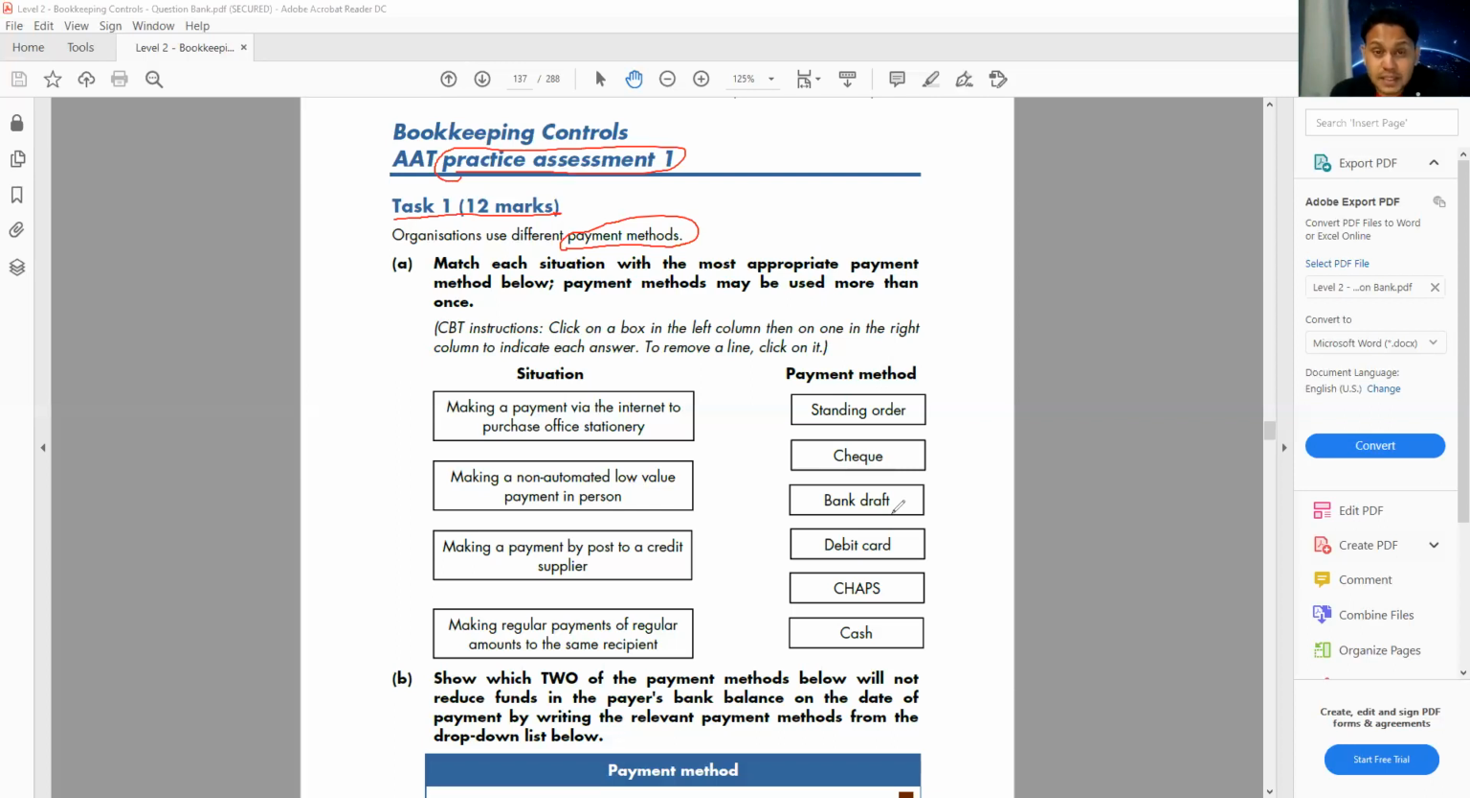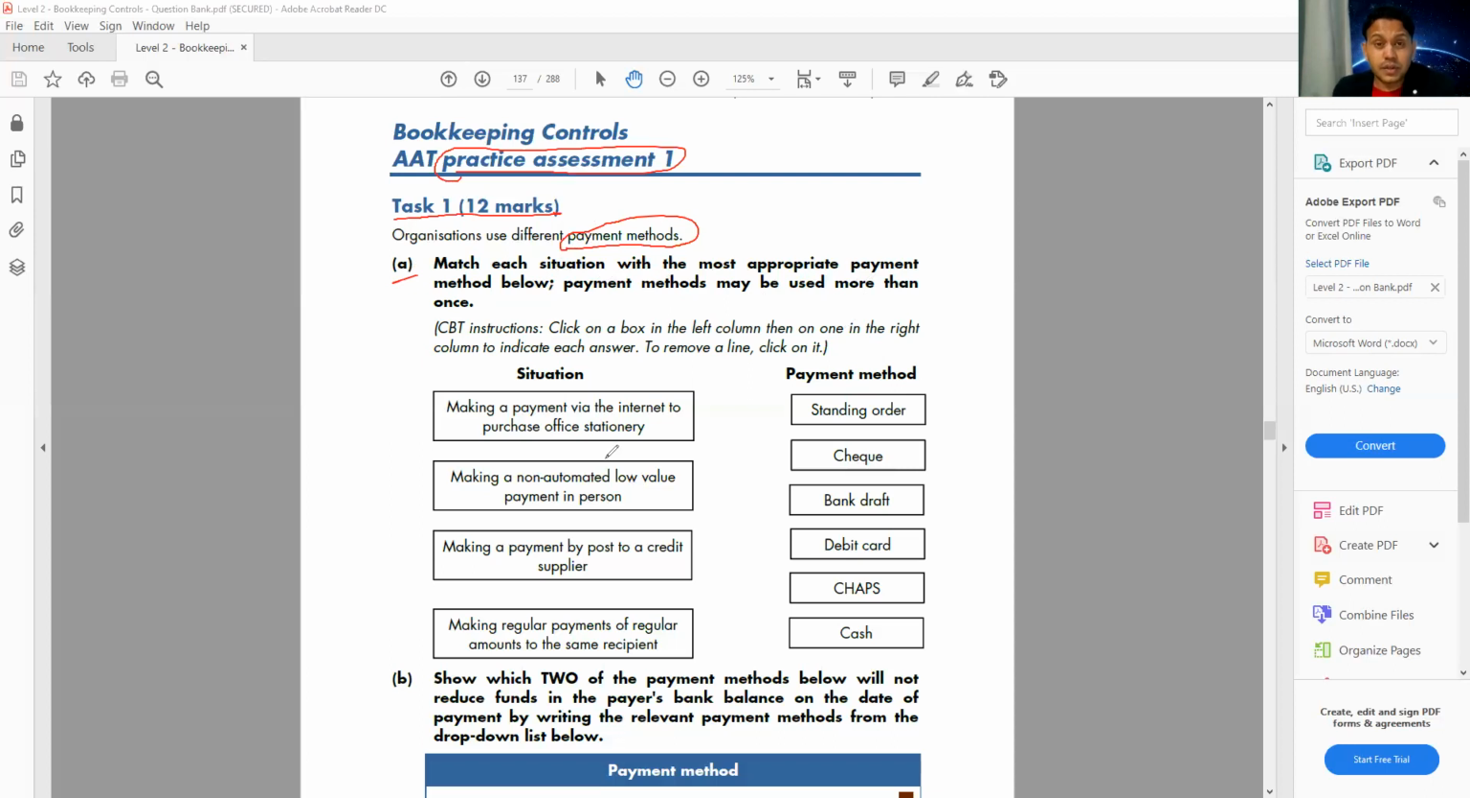Everyone try to participate, because if we participate, that means we are completing this question together. So let's have a look. Question number one. Match each situation with the most appropriate payment method below. Payment method may be used more than once.